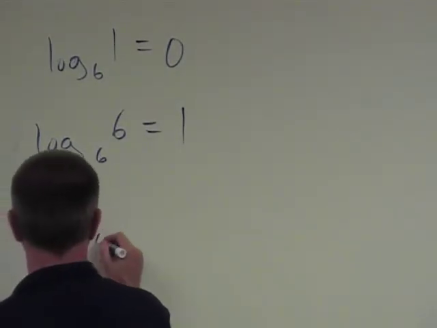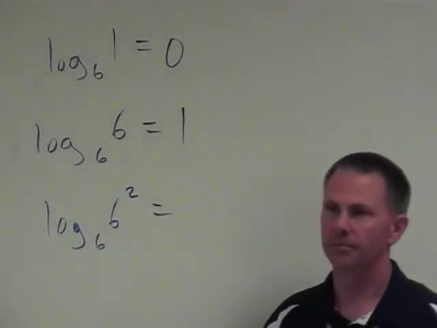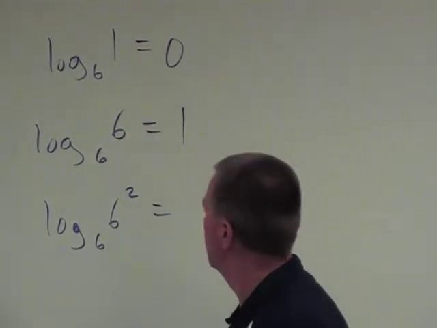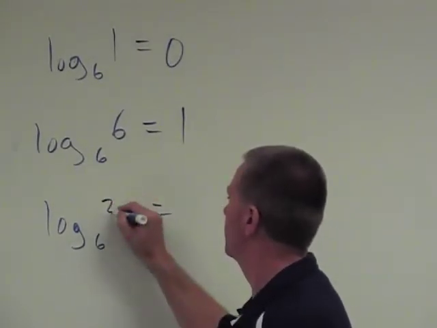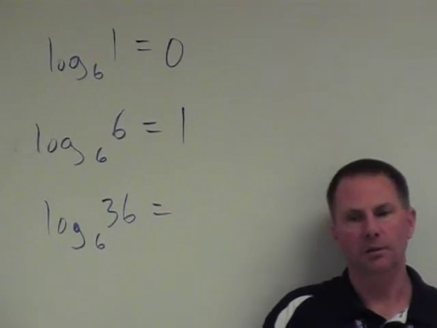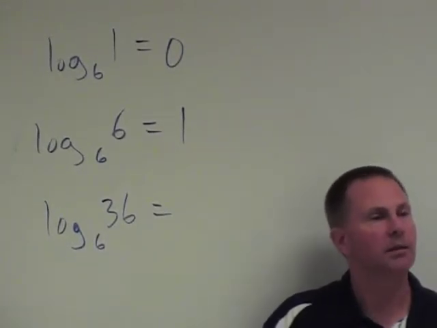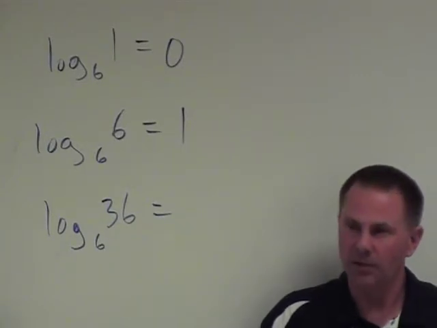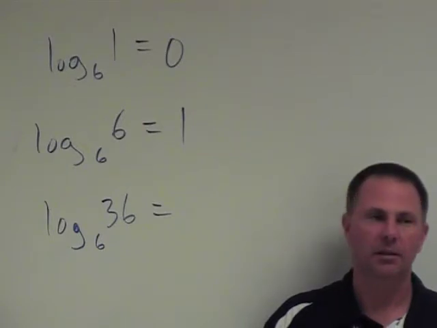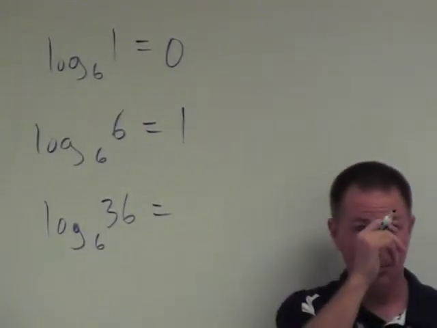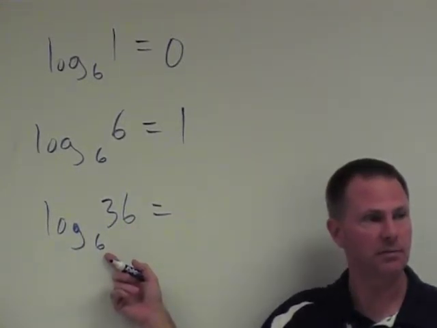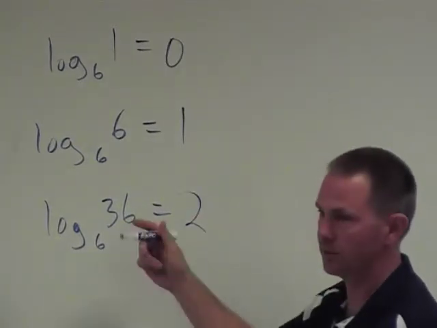Having said that, what's my answer? 2. Now watch what I do here. The answer is still 2. Why? 6 to the second is 36. 6 squared is 36. You have to make these the same. So be prepared to manipulate these values so that they match your bases. So that answers 2, because that's 6 squared. Okay?